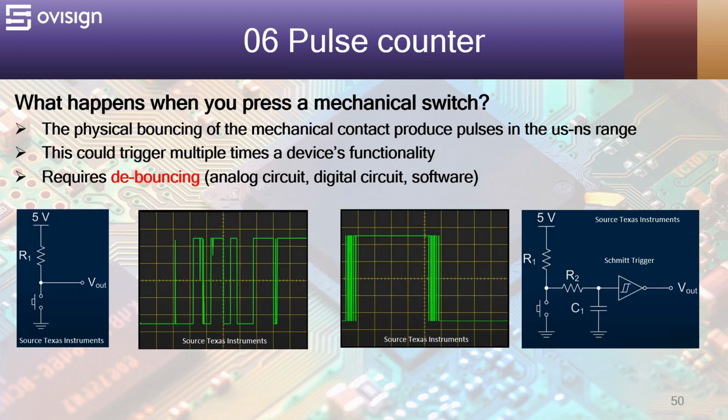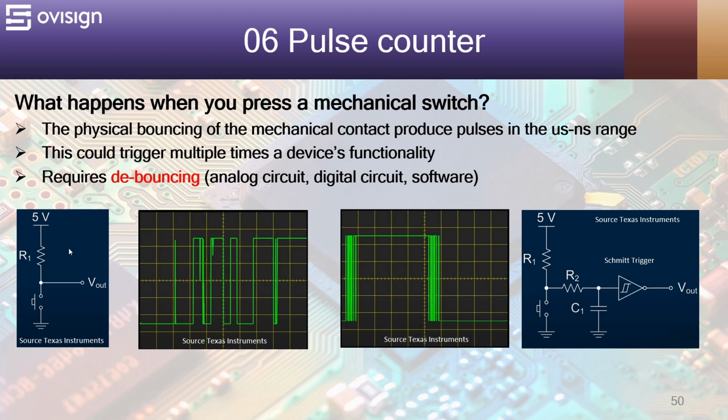Let's see what happens when you press a mechanical switch. The physical bouncing of the mechanical contact produces pulses in the microsecond or the nanosecond range. This could trigger multiple times a device's functionality. This phenomenon requires debouncing. It can be done using an analog circuit, a digital circuit, and in software.